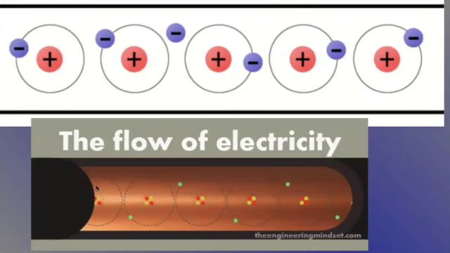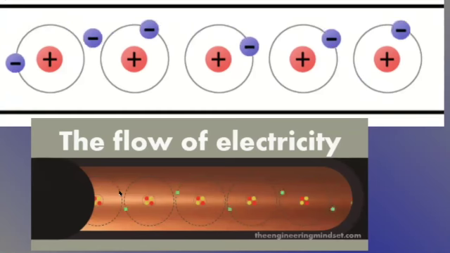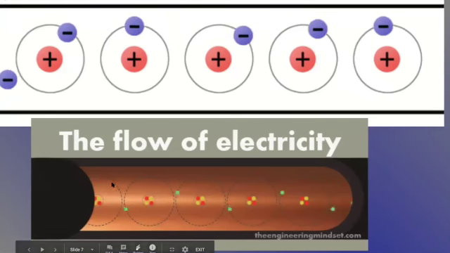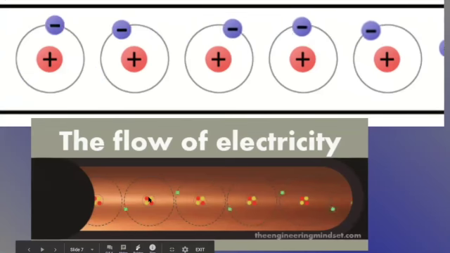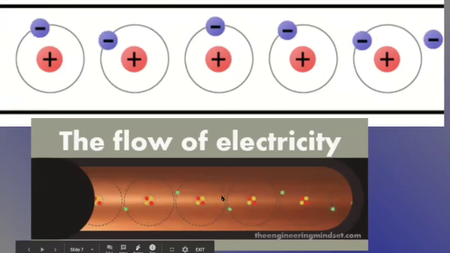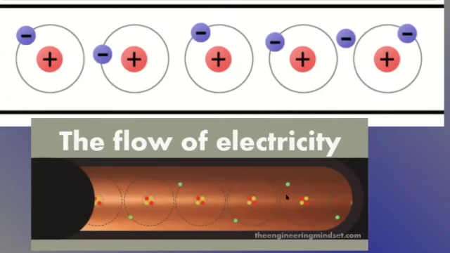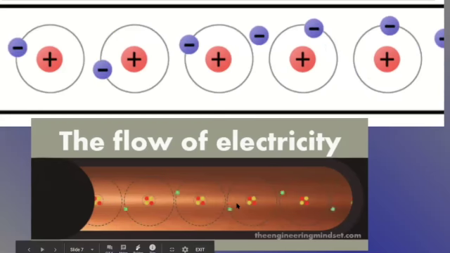Same thing down here. These little green dots are our electrons going around their nucleuses, and they're going down the line. So they're hopping from one atom to the next. And this is our electron flow. This is how electrons move down a copper wire or move when we are using electricity.